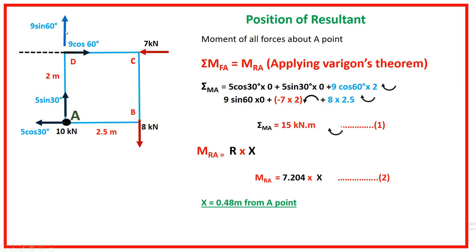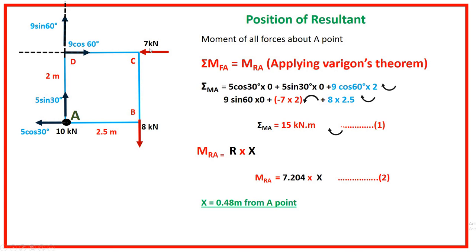Right, now for this force, do we have any moment of this force? 9 sin 60, because the line of action of this force is also passing through point A. So we don't have any moment of 9 sin 60, because we don't have any perpendicular distance, right? So 9 sin 60 into 0, you can see over here.